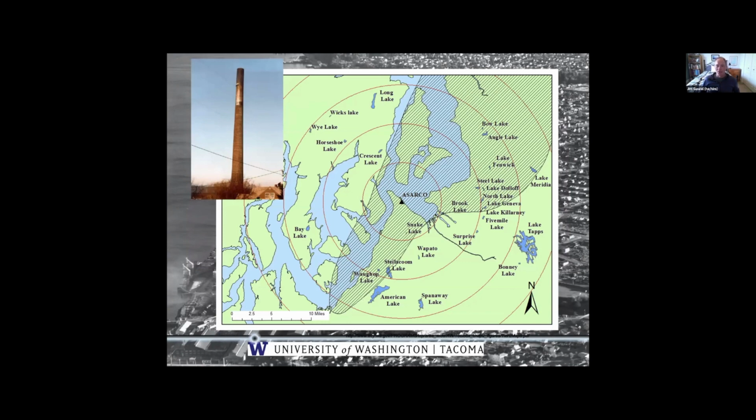The Asarco smelter in Ruston had the tallest emission stack in the world for a very short time, and this helped spread smelter contaminants downwind. The map shows the Department of Ecology's predicted deposition zone affected by prevailing winds passing through Puget Sound, and we sampled the lakes that are indicated on the map.